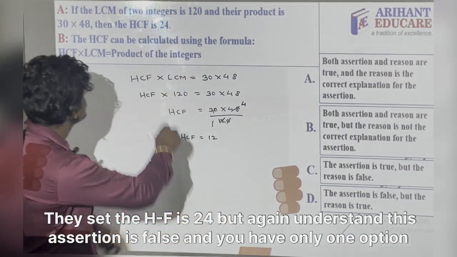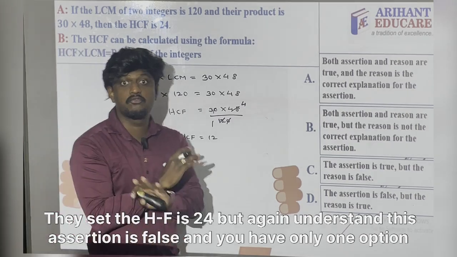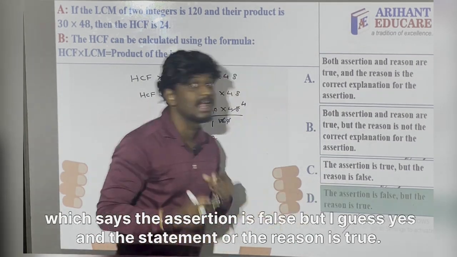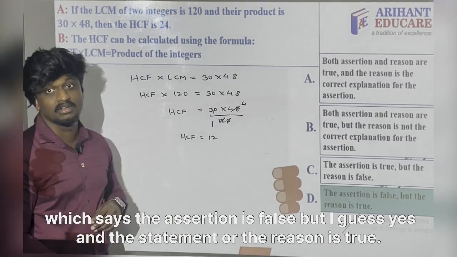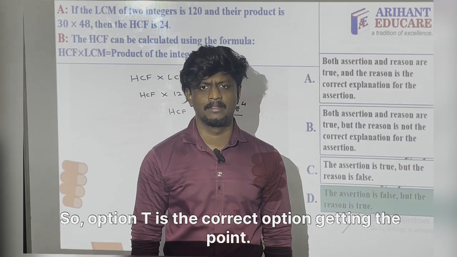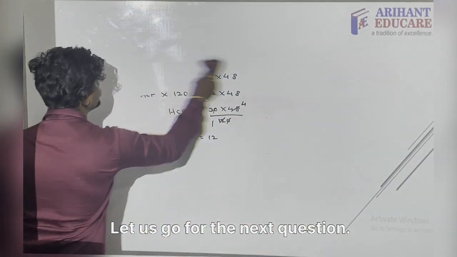But again, understand, this assertion is false. And you have only one option which says the assertion is false, but the reason is true. So option D is the correct option. Getting the point? Okay, let's go for the next question.